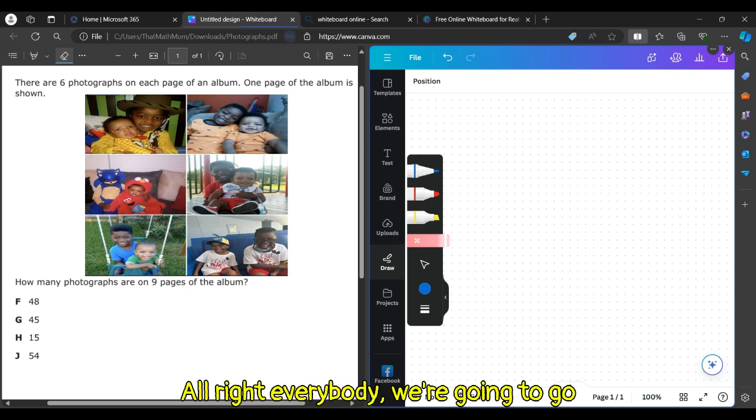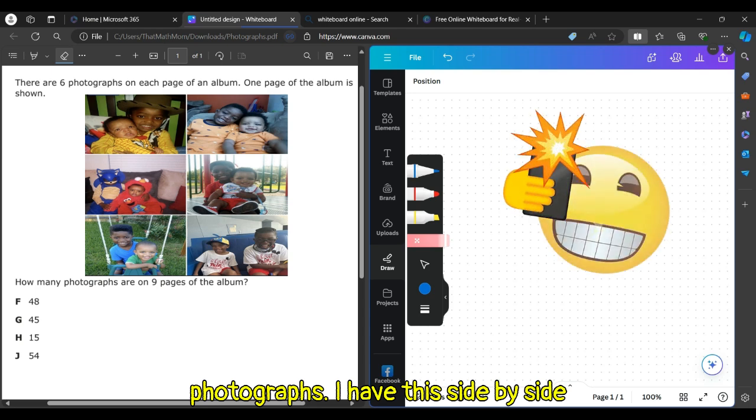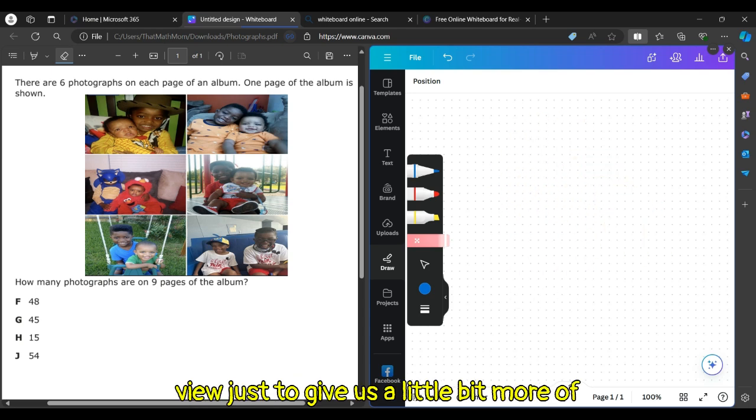All right, everybody, we're going to go right into this problem about photographs. I have this side-by-side view just to give us a little bit more space to show our thinking.